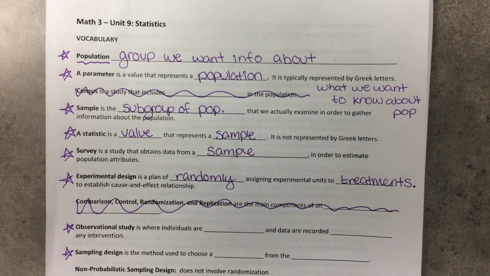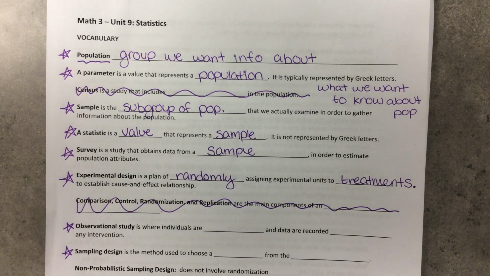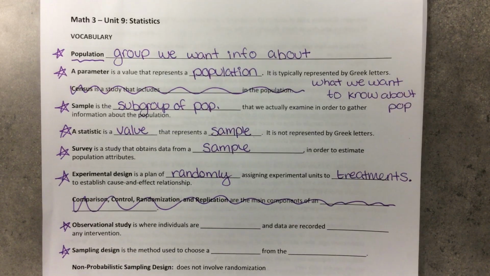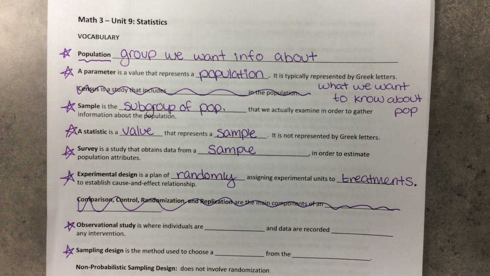Experimental design could be having plants listen to different types of music to see how much they grow, and then establishing Beyonce causes plants to grow faster and Nickelback causes plants to die. That would be a cause and effect relationship determined from your experiment because you did something to the plants. You played music for them.